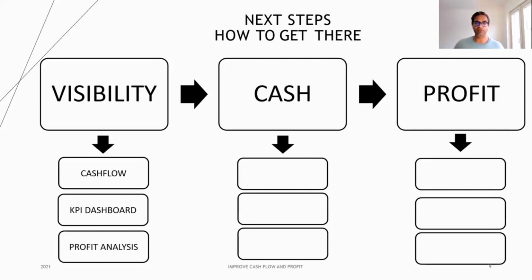The third part in the visibility component is looking at conducting a profit analysis. So a little bit of an analysis in your business to figure out which are your most profitable products. Okay. And by the way, these are things that you can actually do as well if you haven't got those already in your list. Okay.